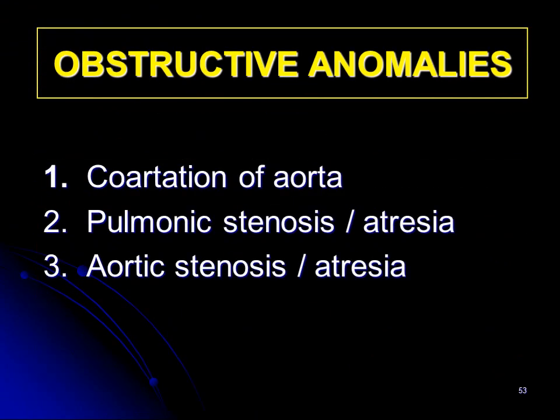Congenital obstruction to blood flow can occur at the level of the heart valves or within the great vessels. Common examples include pulmonary valve stenosis or atresia, coarctation of the aorta, and aortic stenosis or atresia.